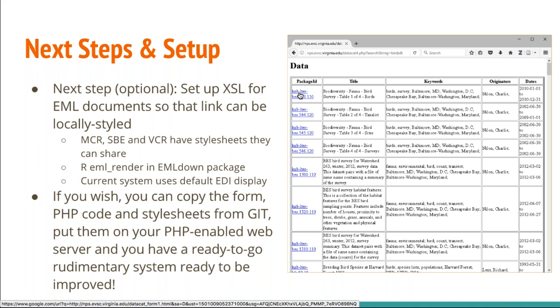Maybe you don't want to go to that data portal. Maybe you'd like to style it locally. If that's the case, then you need to set up your own way of styling it. There are some LTER websites that can share some style sheets that they've got. There's also an R package called EML Render that could be used to create a style document. And if you want to, you can just take those files out of GitHub, copy them anywhere in your web space, and you've now got the system.